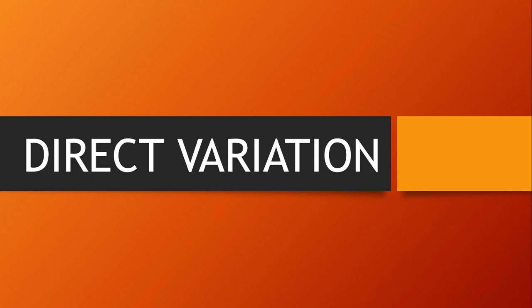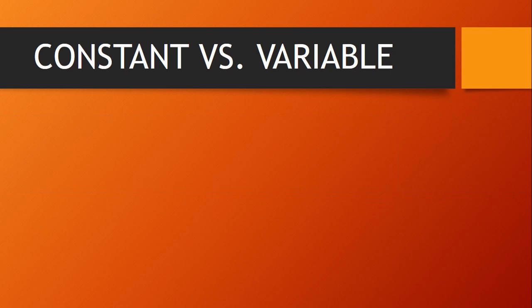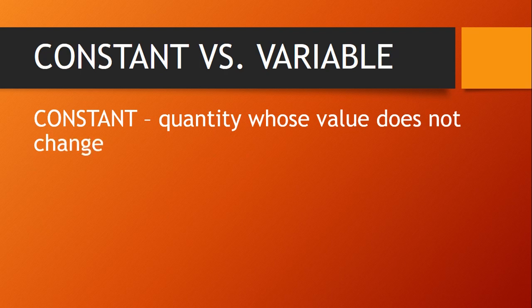Direct variation. Bago tayo pumunta sa direct variation, alamin muna natin kung anong pagkakaiba ng constant at variable. So, ang constant ay quantity whose value does not change. Ibig sabihin, yung constant hindi nagbabago. For example, mga 5, mga real numbers. Also yung pi, kasi yung pi is hindi nagbabago. Hindi nagbabago yung value niya.